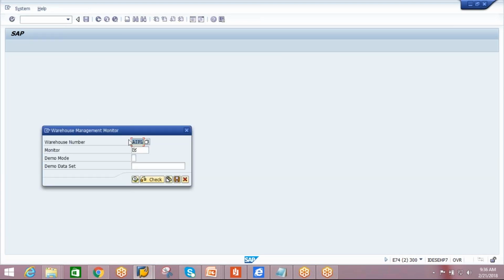Come to here. Here it takes us to another screen. Here, what is the warehouse number, what is the monitor. Sorry, some disturbance from home. Yeah, standard monitor. In the last sessions I will show you custom monitors also, not now. This is the tool. Against my warehouse I am using the standard monitor.